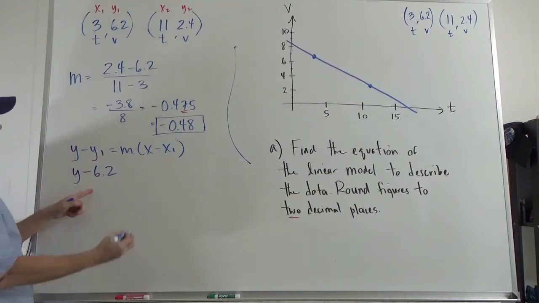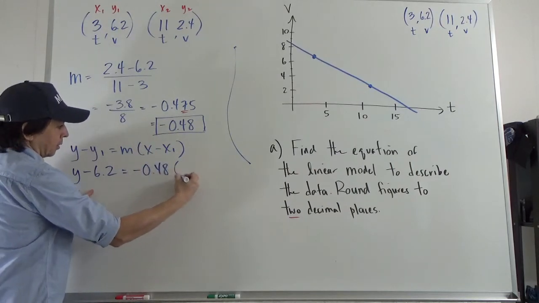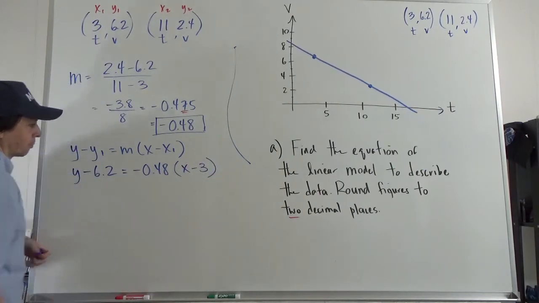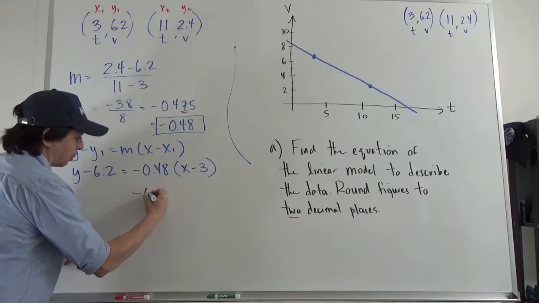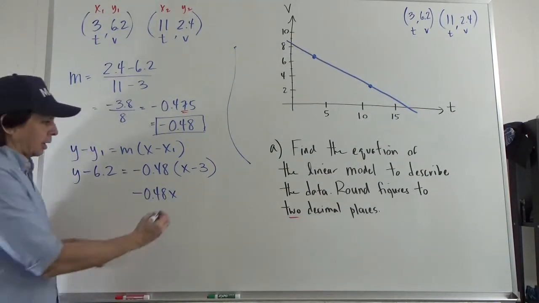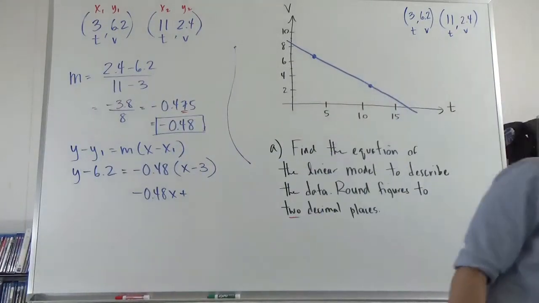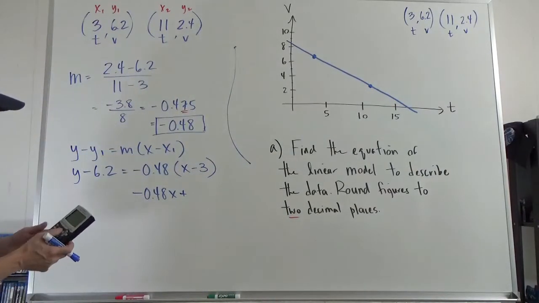So y minus 6.2 is equal to, my slope is here, negative 0.48 times x minus 3. Okay, and I'll work it out. That's why I had to do a couple of these with decimals. When you were learning how to do this, I threw in a couple on the homework that were decimals just to get you used to the idea that you will eventually have to do this using a calculator.